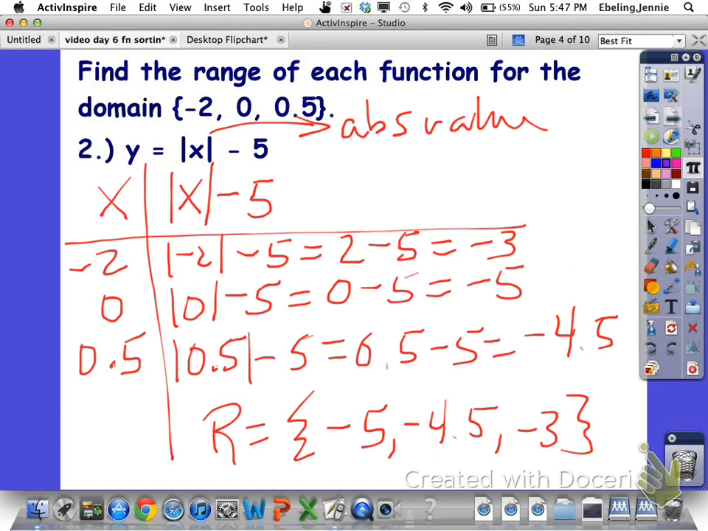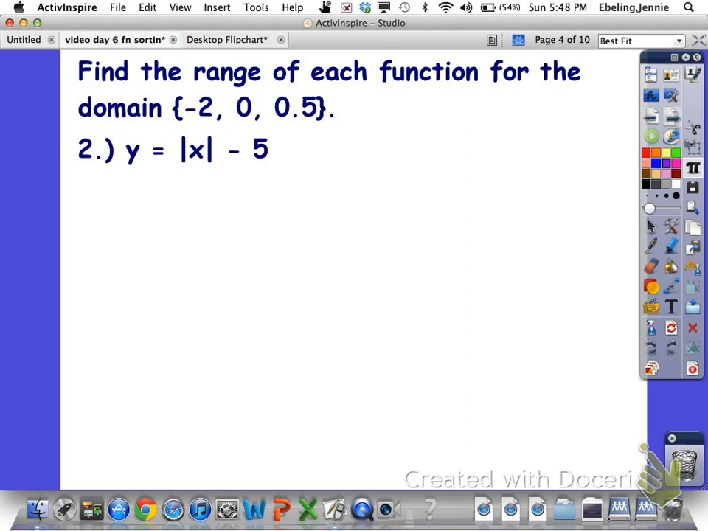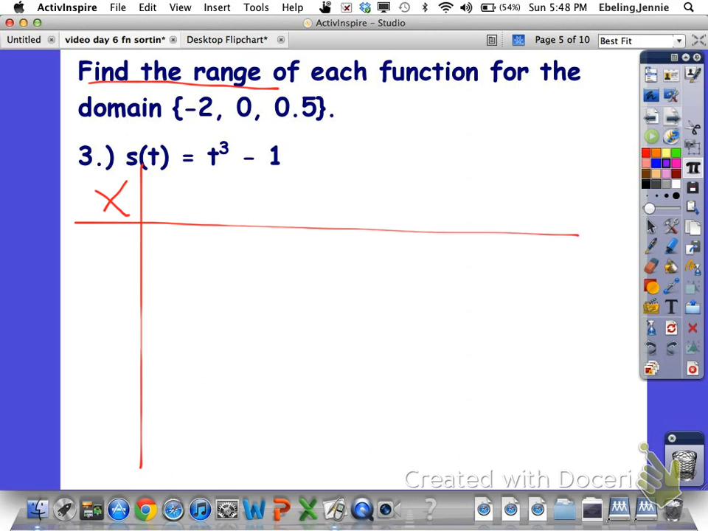And I've got one more for you that's like this. The equation just looks a little bit different. It has a cube on it. Now when we're doing this one, and it says find the range, that means we're going to do a table. And in that table, we're going to do that -2, that 0, and that 0.5. So if I put the t cubed minus 1 up there, that means that cube has to come before the -1. Now I'm taking the -2.